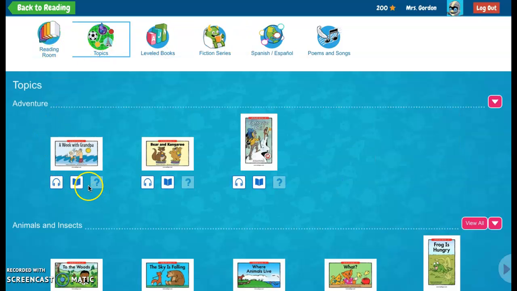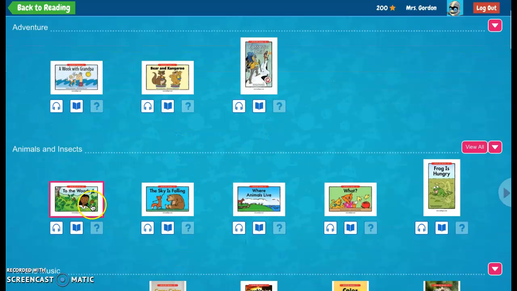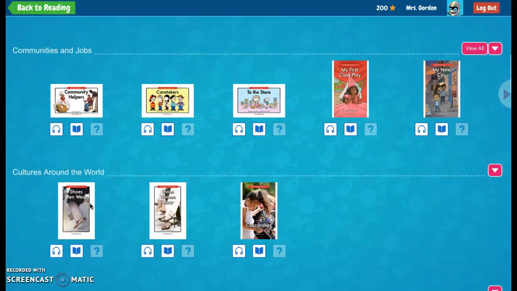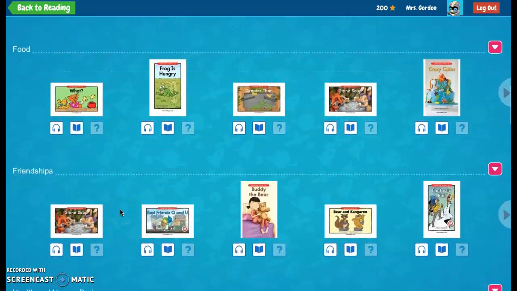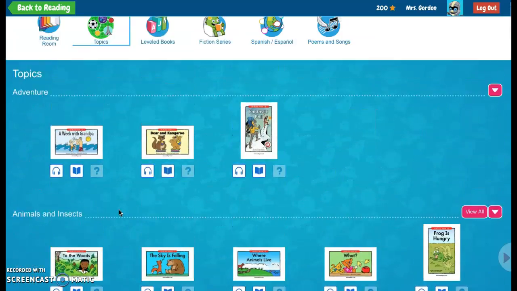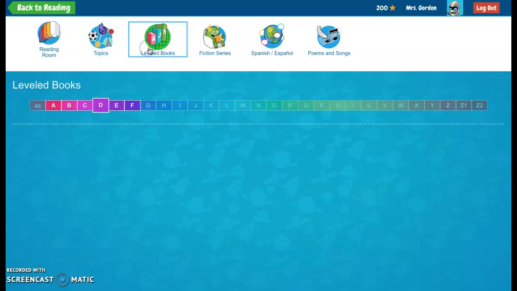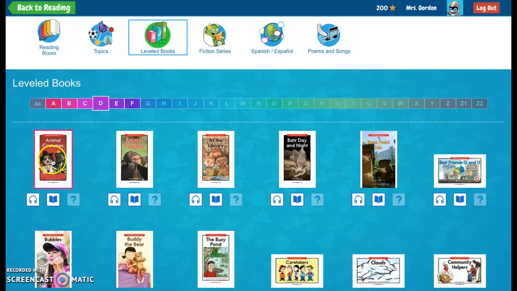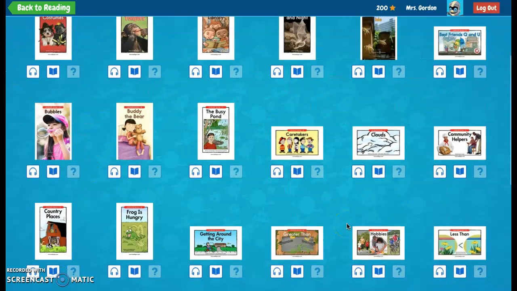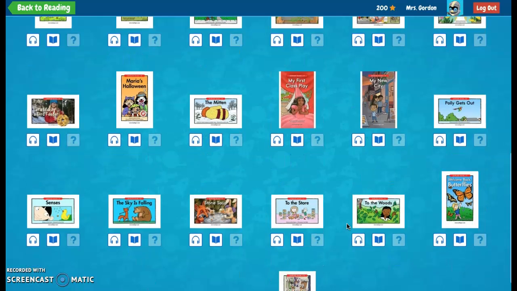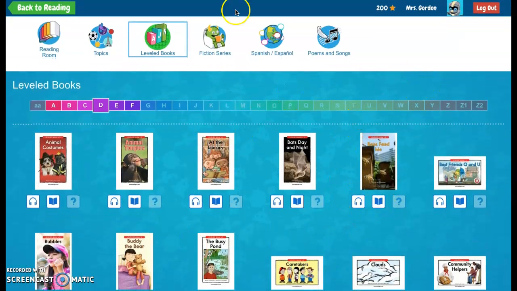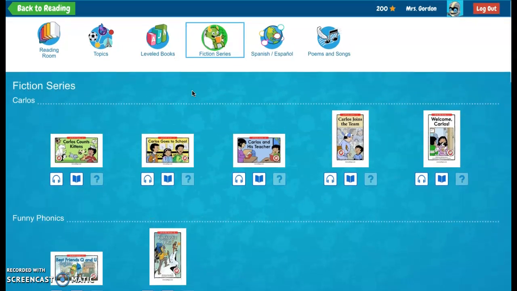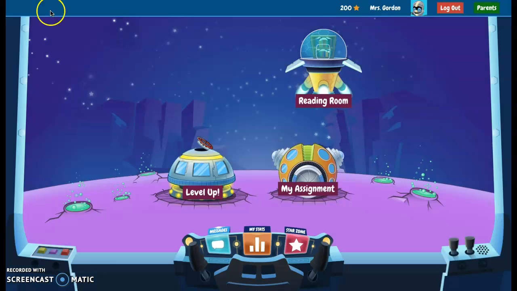They can look at all the books to do with adventure or animals and insects, art and music, communities and jobs, cultures around the world, food, friendships. So it breaks it down that way. You can do it by level. So I want to see all the level D books, and they can look at those for themselves. Those are all books that would be on their level. If they only wanted to read some fiction books, then they could look there and read those as well. So then they could go back to reading.